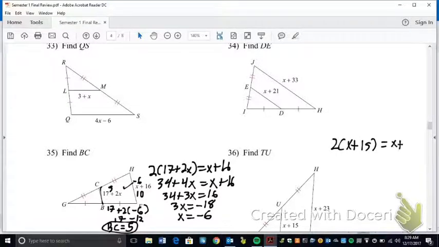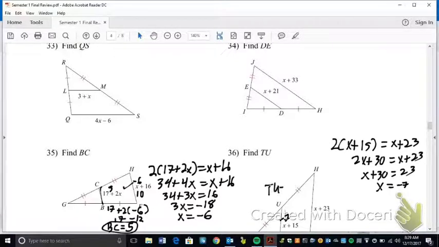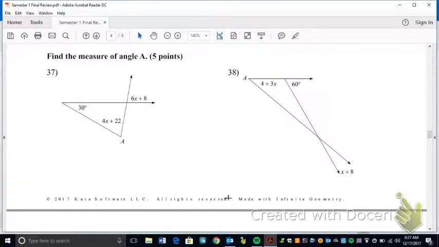2 times the short. 2 times x plus 15 equals the long, x plus 23. 2x plus 30 equals x plus 23. Subtract my x, I get x plus 30 equals 23. Subtract 30, and I get x equals negative 7. Plug it in, I get TU equals 8. I'd get H, whatever is on the other side of that. 23 minus 7 is 16. So again, I have that 2-to-1 relationship. 8 times 2 is 16, so I know I did it right.